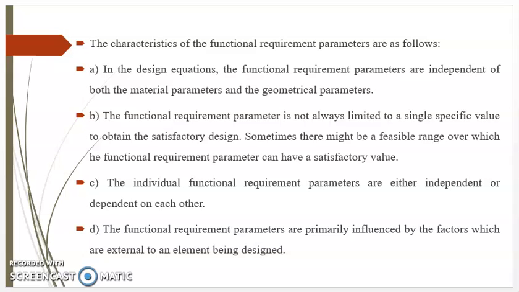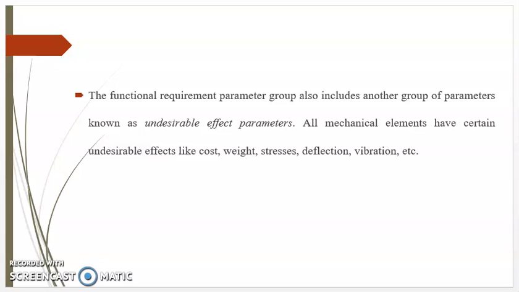The individual functional requirement parameters are either independent or dependent on each other. The functional requirement parameters are primarily influenced by the factors which are external to an element being designed. The functional requirement parameter group also includes another group of parameters known as undesirable effect parameters. All mechanical elements have certain undesirable effects like cost, weight, stresses, deflection, vibration, etc.